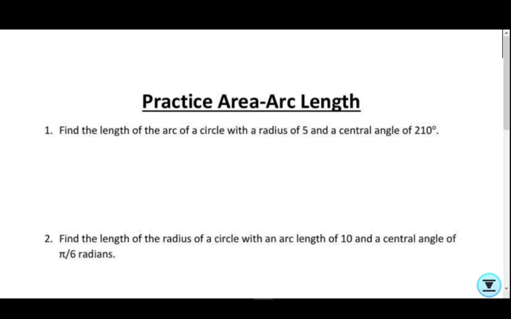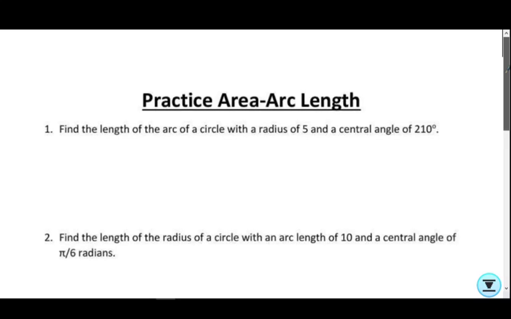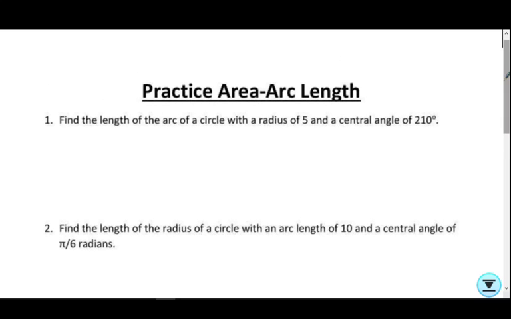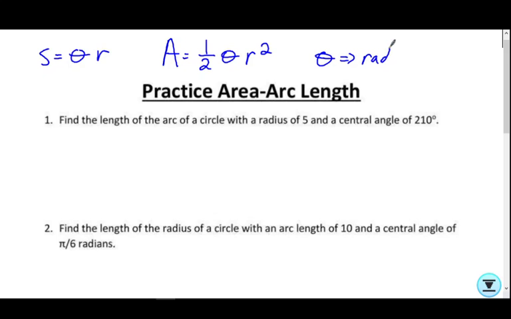So we're going to be doing arc length and area of a sector today. Arc length and area of a sector are nothing more than pieces of the circumference or the area. For arc length we use s equals theta r, and for area of a sector we use 1/2 theta r squared. Now the other thing we have to remember is theta has to be in radians. So whatever we do, theta has to be in radians.